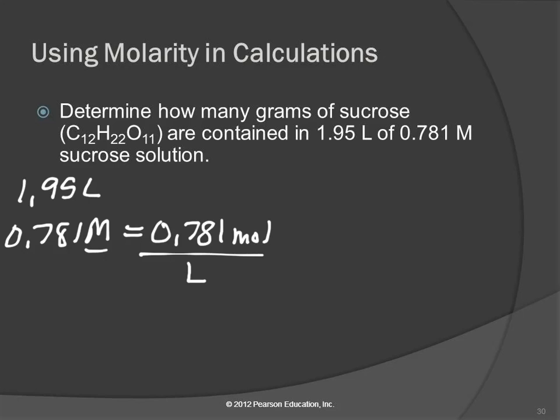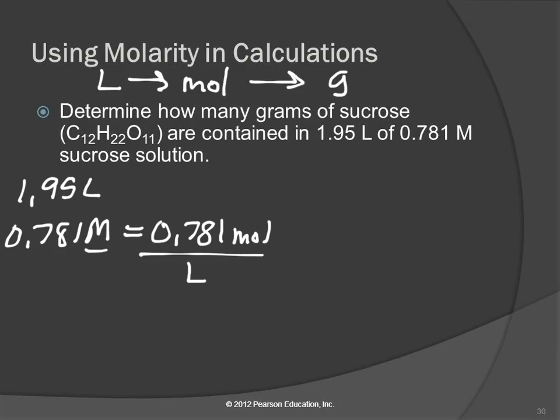So I'm going to write a path up here. We're starting with liters, and what do we want to end up with? We want to end up with grams. What does this allow us to convert to? Moles. That allows us to go from liters to moles. And then moles to grams? What do we use to convert there? Molar mass, right? They gave us the formula. We could calculate the molar mass of sucrose, and we can convert moles to grams.